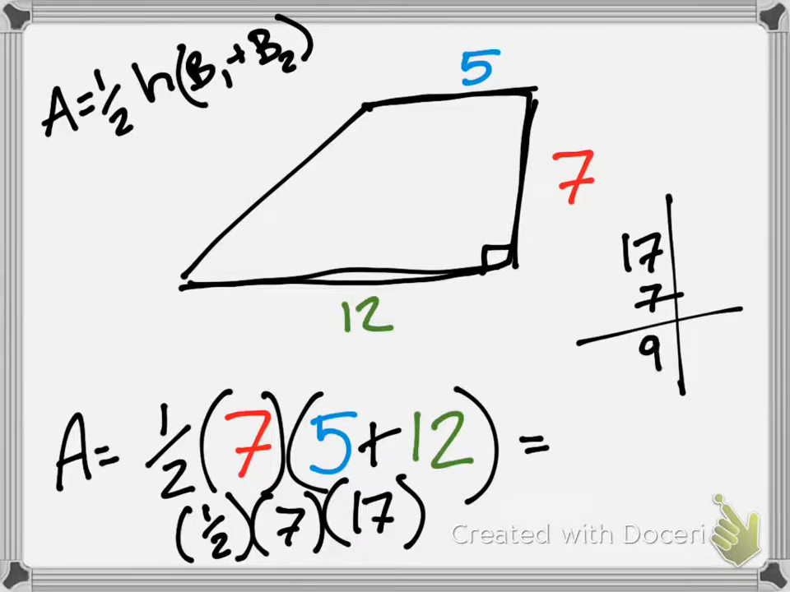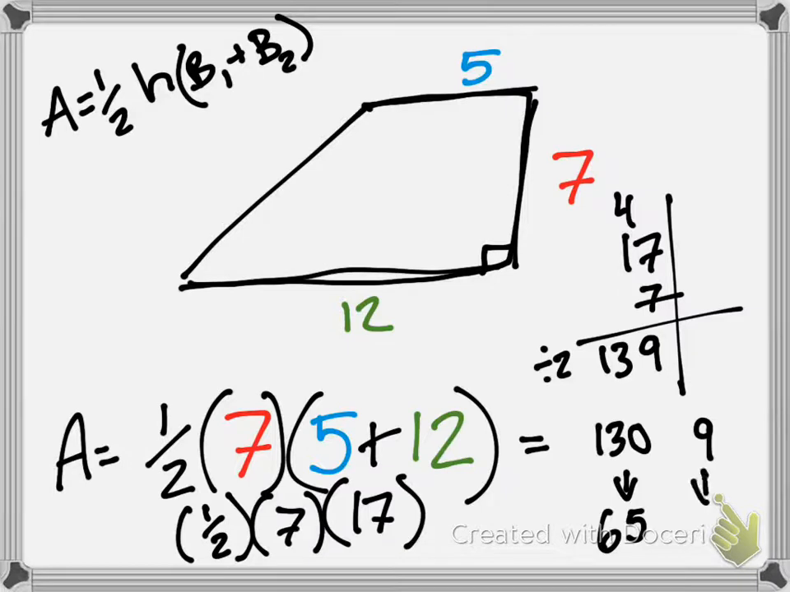Is 49. 7 times 1 is 7. Plus that 4, we get 139. But we have to divide it into 2 parts. I'm lazy when I divide, so I like to split it into even numbers. I split this into 130 and then I split it into 9. 130 split in half is 65. 9 split in half is 4.5.